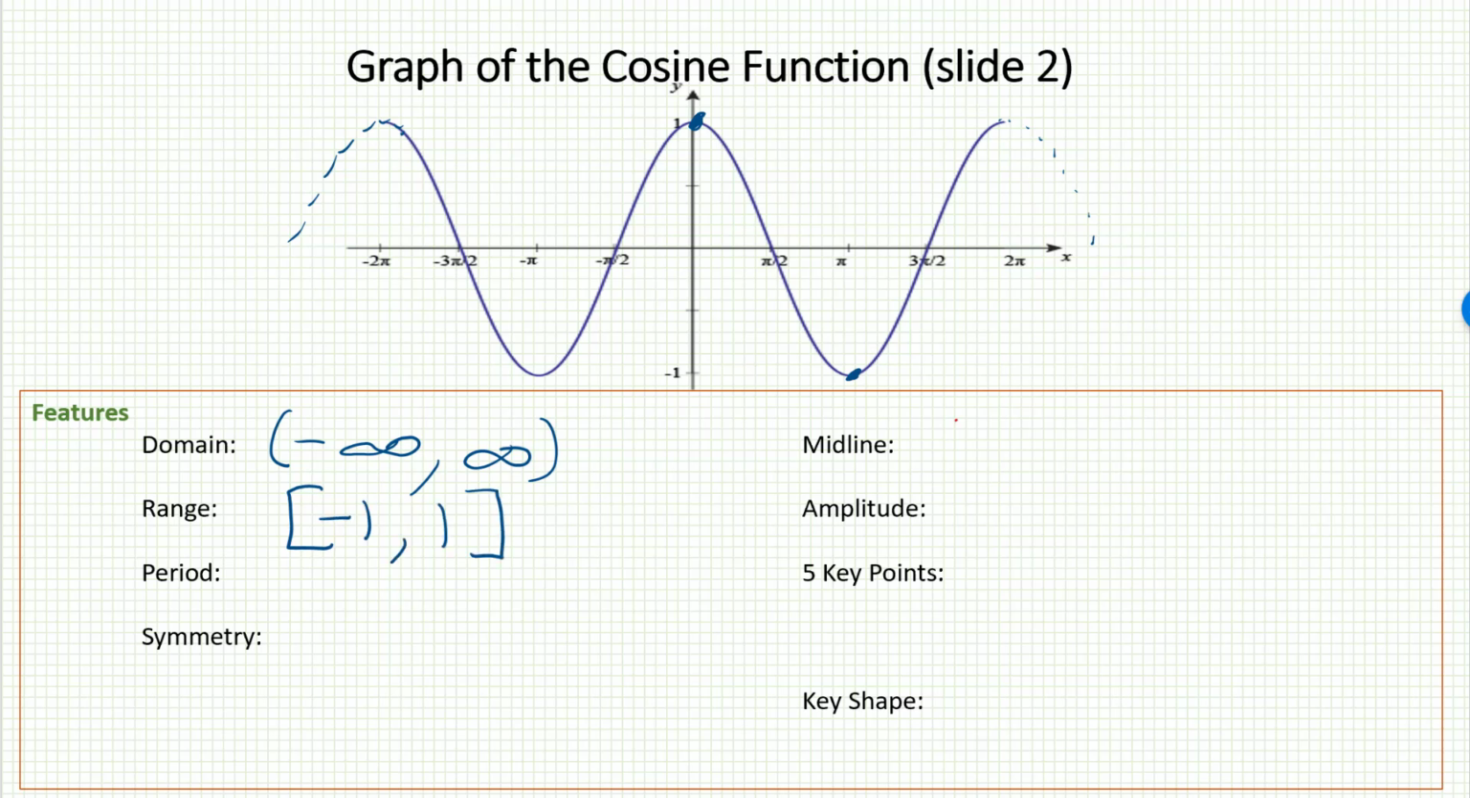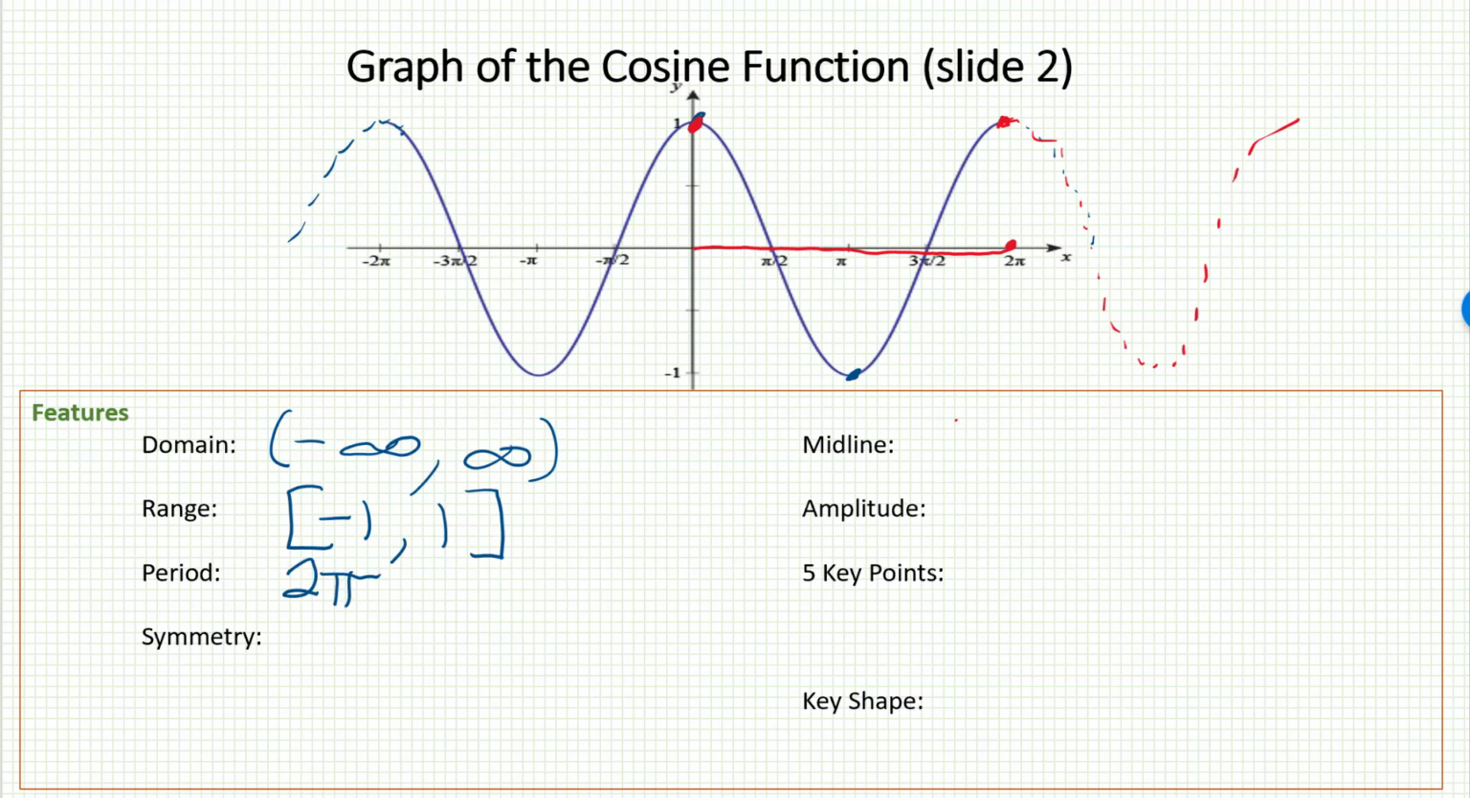The period is the horizontal distance we have to travel before the graph repeats itself. If you think of this as the start, how far do I have to go before the pattern starts over again? It looks like it happens right here, where the whole thing is going to start repeating. So, once again, the period is 2 pi.